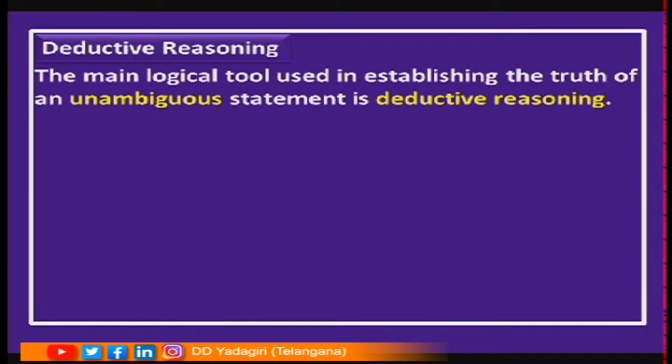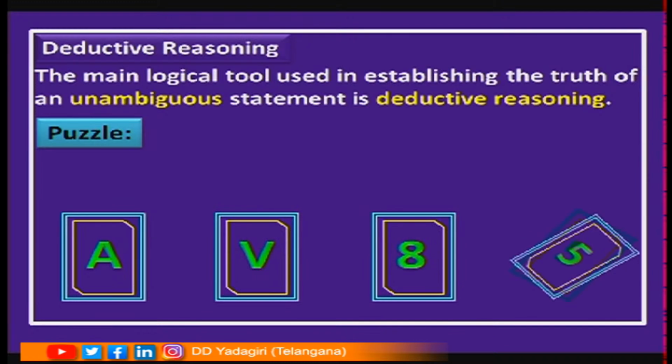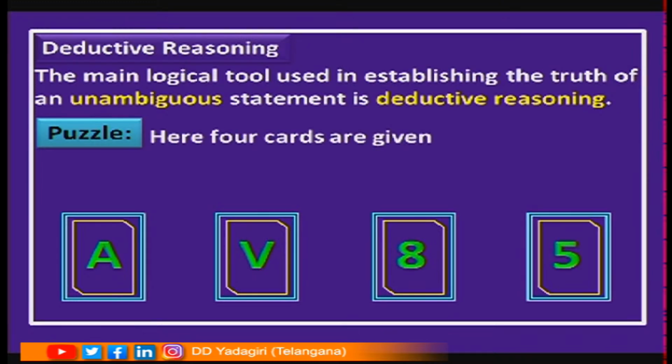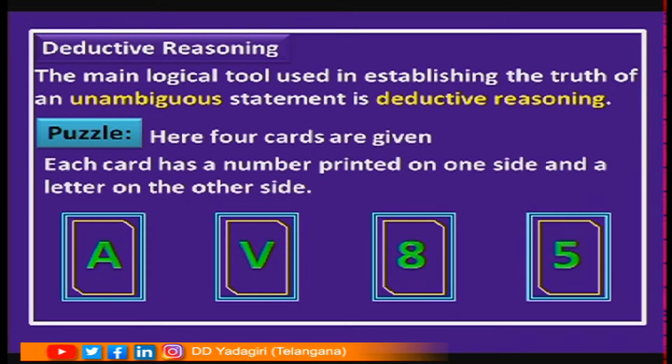So, let us take an example, children, to understand this deductive reasoning. The main logical tool used in establishing the truth of an unambiguous statement is deductive reasoning. So, let us solve a puzzle, children, using deductive reasoning. There are 4 cards given to us, and each card has a number printed on one side and a letter, that is an alphabet, on the other side.